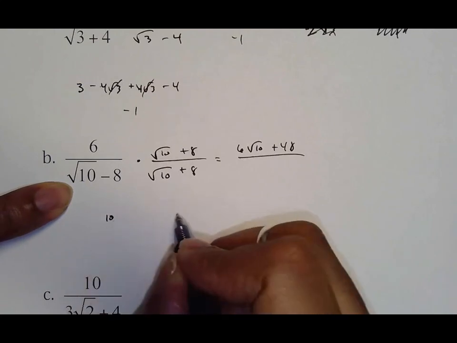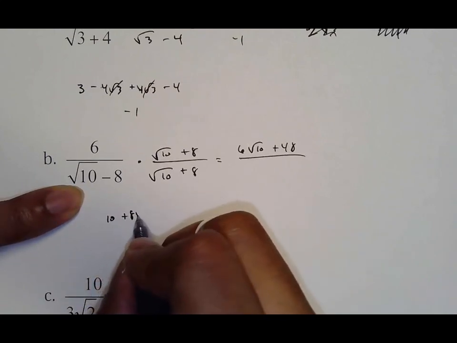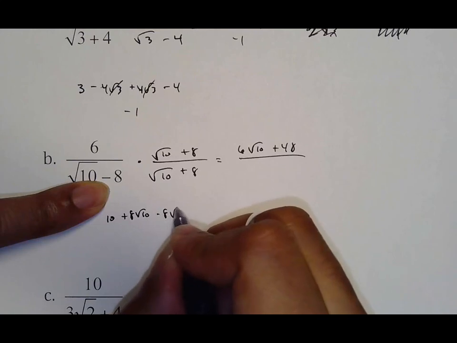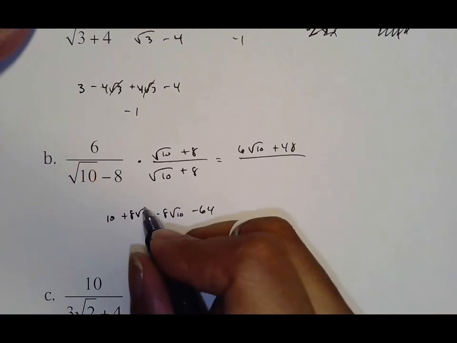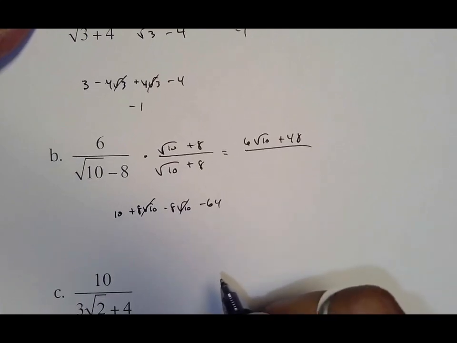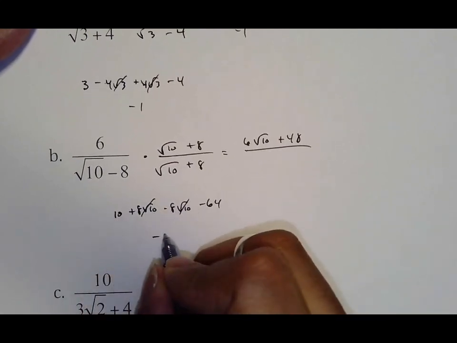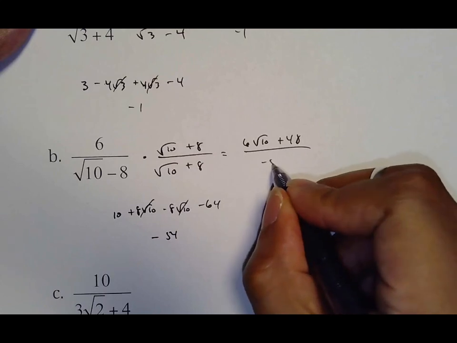Root 10 times root 10 is 10. That would be 8 root 10 minus 8 root 10 minus 64. These two things cancel, which is why we use the conjugate. 10 minus 64 is negative 54.